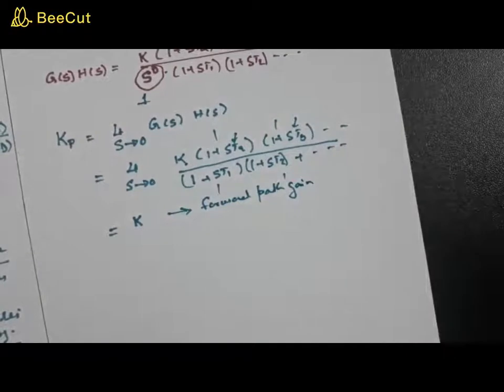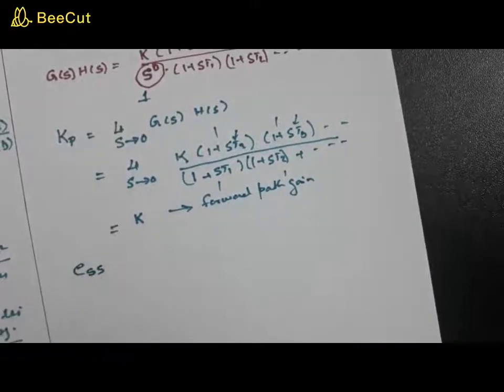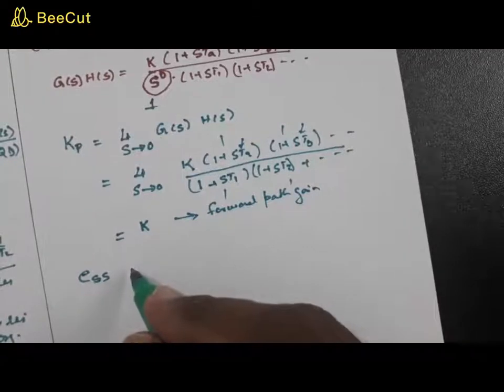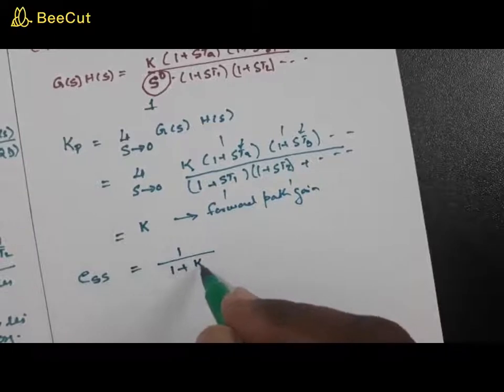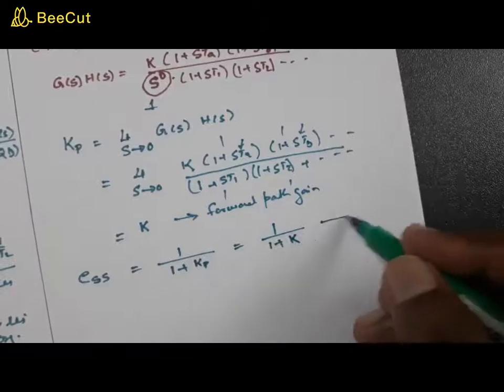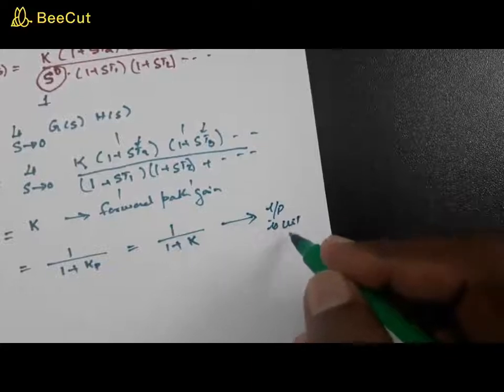So Kp is equal to K, and the steady state error will be equal to 1 by (1 plus Kp), or this is equal to 1 by (1 plus the forward path gain). This is for the case when the input is what? The input is a unit step.